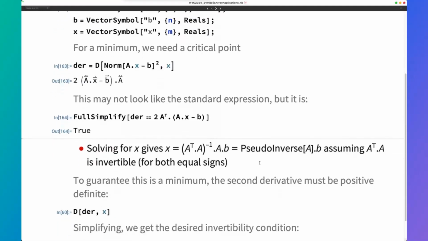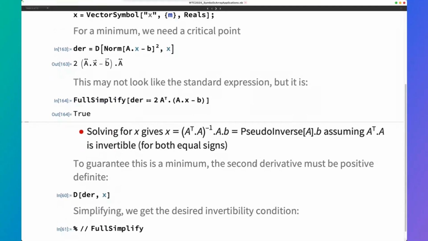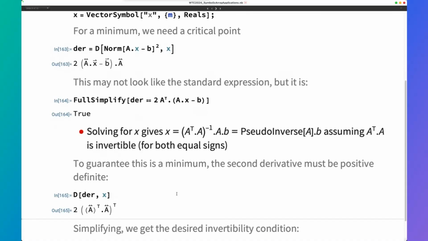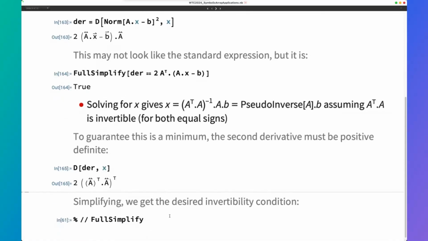Well, in order to guarantee that we're at a minimum, the second derivative must be positive definite. Well, what's the second derivative? It's that. Let's simplify that. Well, that's twice A transpose A. If that's positive definite, that means A transpose A has no zero eigenvalue, i.e. it's invertible, i.e. all the steps we took above to find the solution are in fact valid.